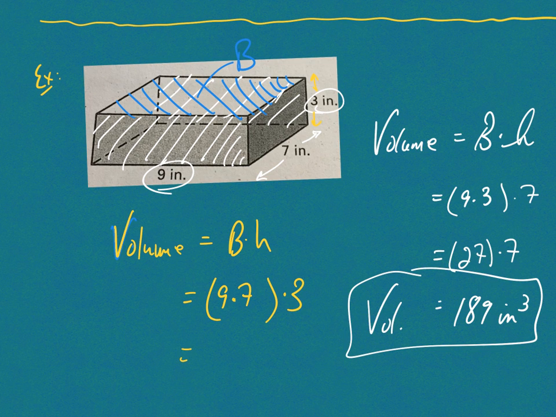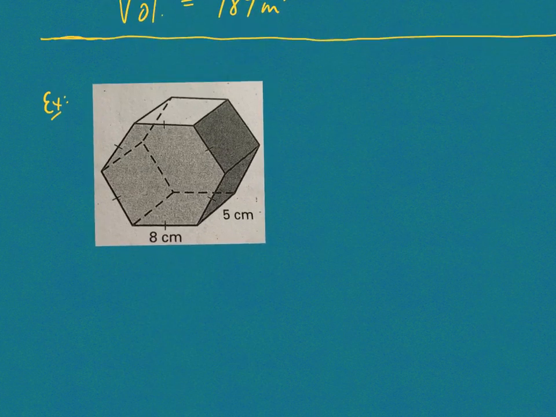But you can see we have the same three numbers multiplied together, just in a different order. So 9 times 7 is 63, and 63 times 3 is 189. So we'll get the same result, even though we selected a different base. So not a worry. Okay, now let's move on to one that's more difficult.